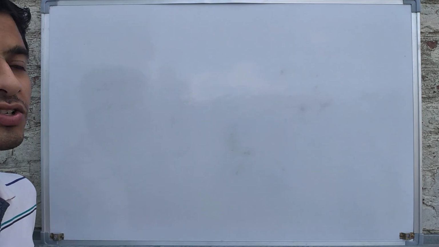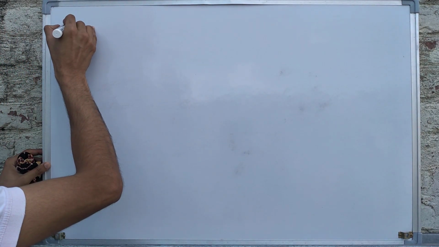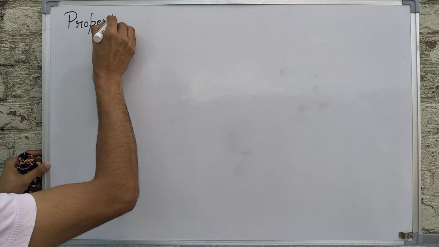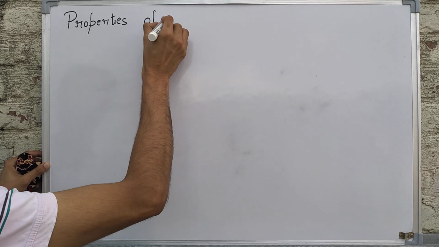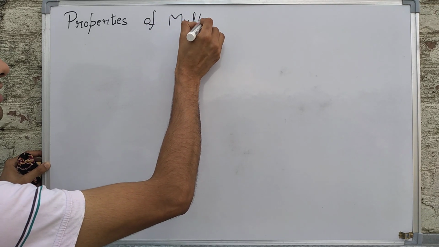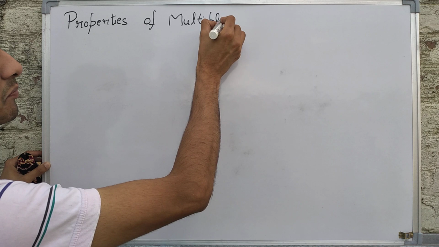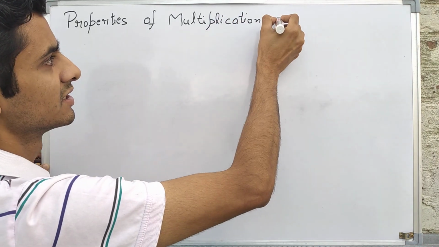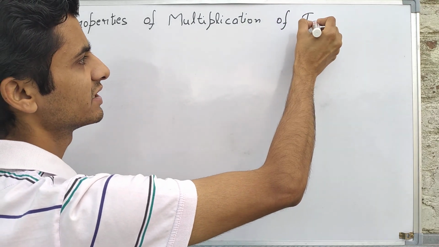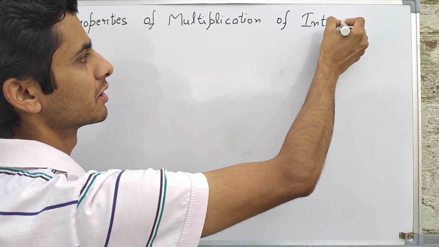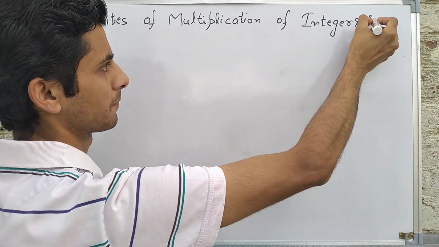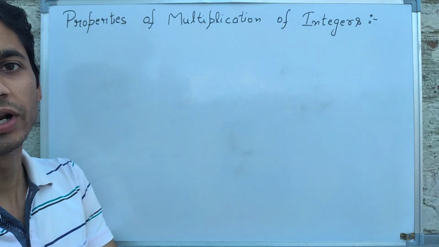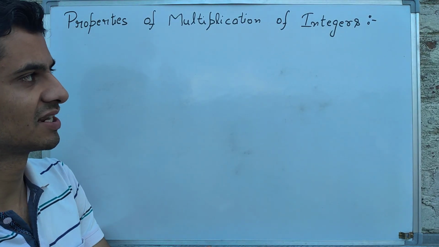So today our topic is going to be the properties of multiplication of integers. The way we did properties of addition and subtraction of integers, similarly we will do properties of multiplication of integers. When we move on to this topic, you will be able to relate it to the properties of addition and subtraction as well.